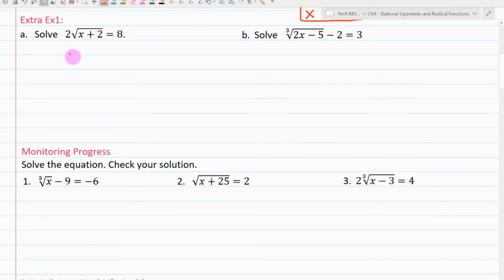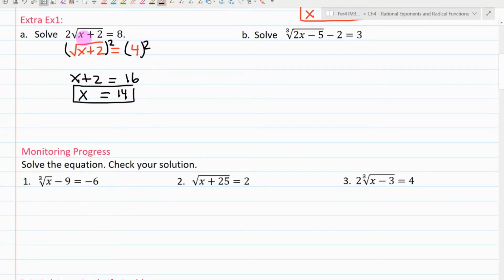All right, I'm going to divide both sides by 2. You don't have to show that step. Make sure the equal sign stays kind of where it is. Then we're going to square both sides. And then we'll subtract 2. If I check that in the original problem, and I put a 14 here, then you can see that it's going to be 2 times the square root of 16, and then that equals 8.